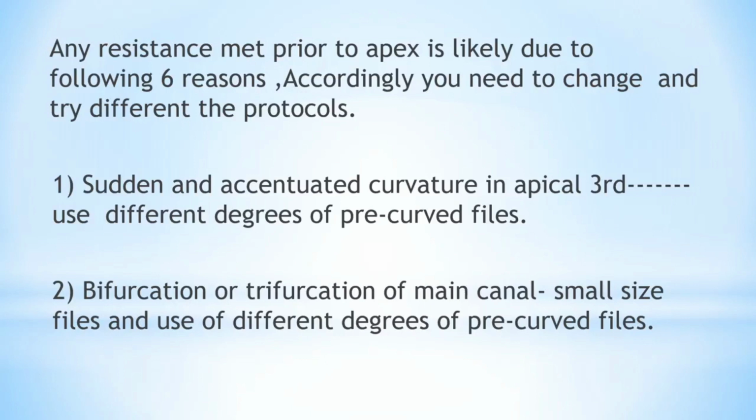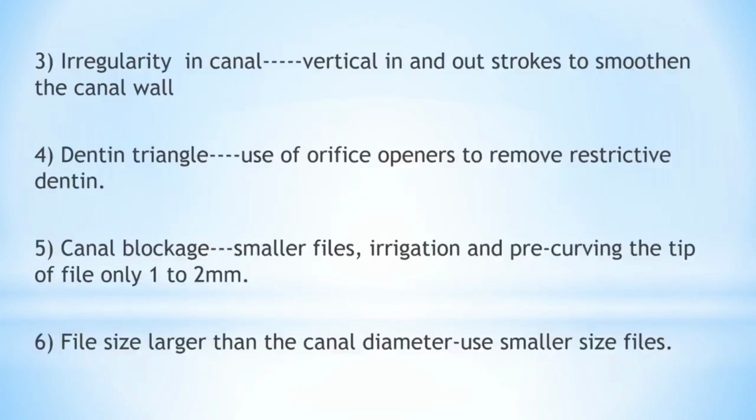So any resistance met prior to the apex is likely due to the following 6 reasons. Accordingly, you need to change and track different protocols. Reason number 1, sudden and accentuated curvature in the apical third. Here you can use different degrees of pre-curved files. Reason number 2, bifurcation or trifurcation of the main canal. Use small size files and use different degrees of pre-curved files.